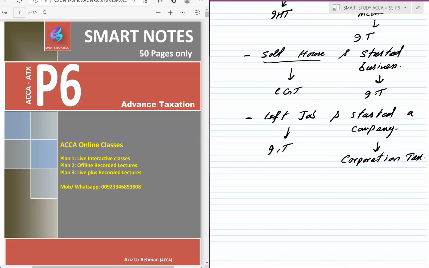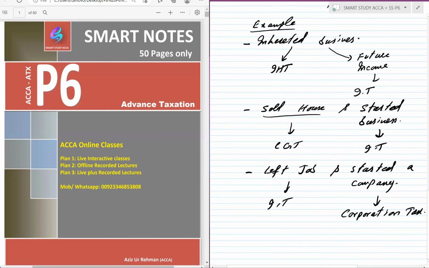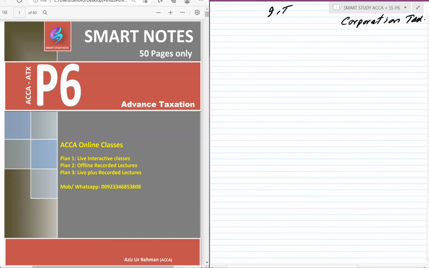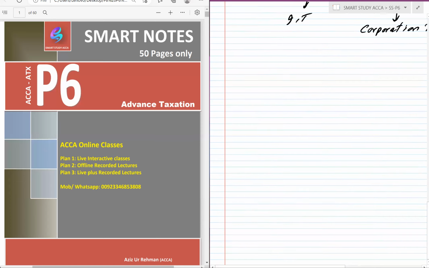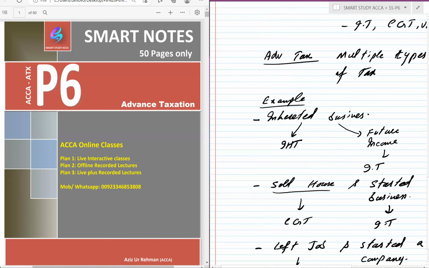So you have left your job, you were earning income from your job, so you are going to pay income tax on that income. And now you have started a company, it will earn income and you are going to pay tax on that income. That is called corporation tax. So these are a few examples of the questions which you will see in the advanced taxation paper. There could be a few more examples, but we will discuss them later on in our syllabus. So this is basically a comparison.